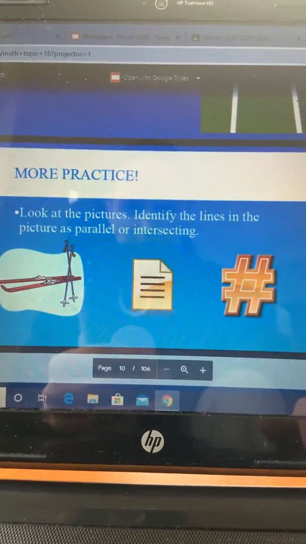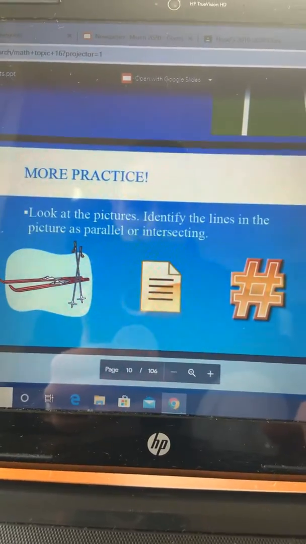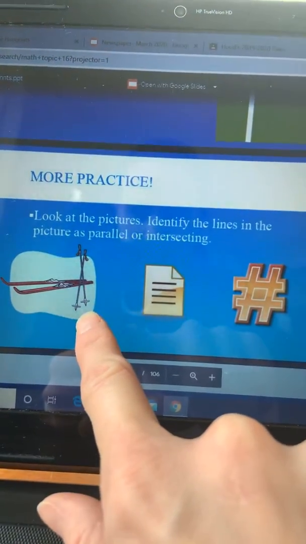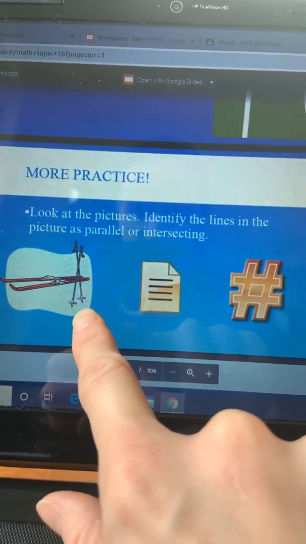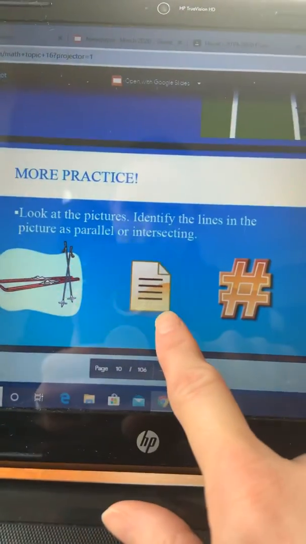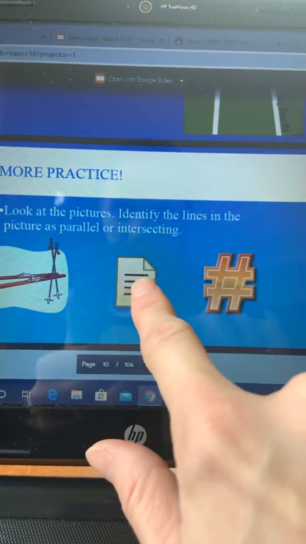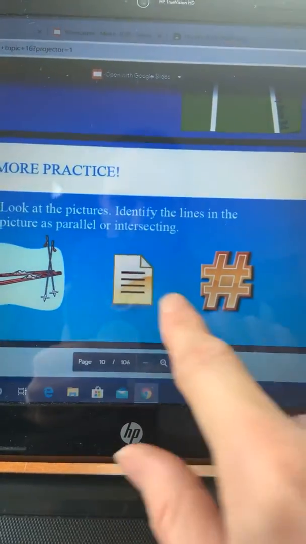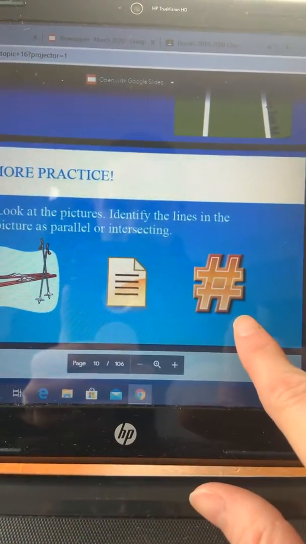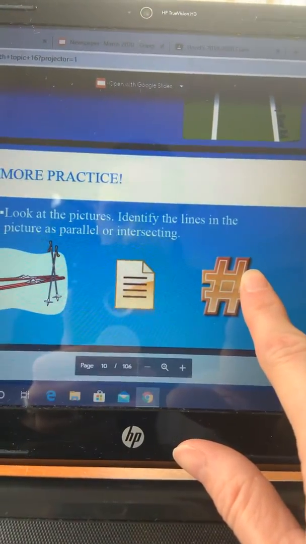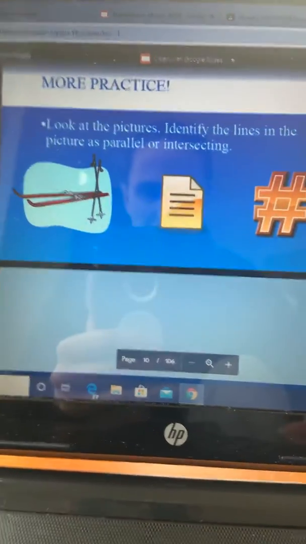Looking at the picture, identify lines in the picture as parallel or intersecting. So our first one with the skis here, that one would be intersecting. Here on the piece of paper, these are parallel. Right here, you've got a number sign, and you've got parallel here and parallel here. Okay, I think that's it for the PowerPoint.